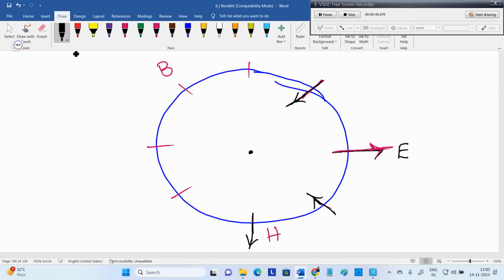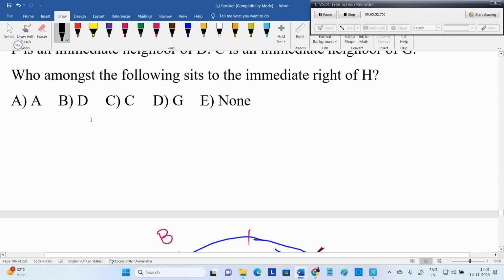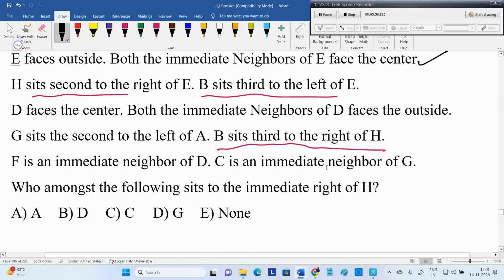Before, I didn't know whether B and H were facing outside or towards the center. Now I got the clarity. B is third to the right of H. So we got the input. Now after this, what is there on screen? BHE, right? There are no other statements related to B, H and E.